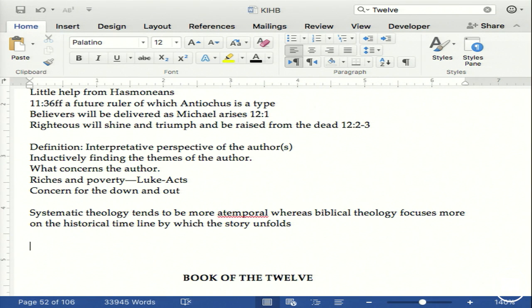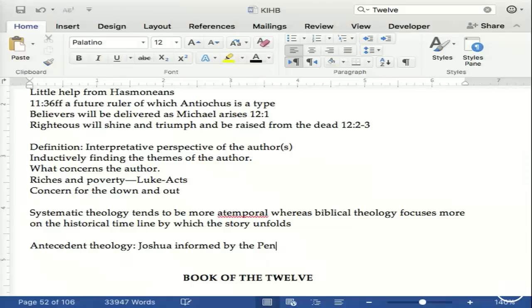So in biblical theology, we're more concerned to always think of where the book is, to think of antecedent theology. So obviously, when we come to Joshua, for example, it's informed by the Pentateuch, right? We always think of what has come before. It's feeding into the story of the book we're in.